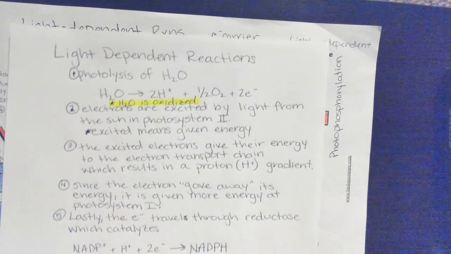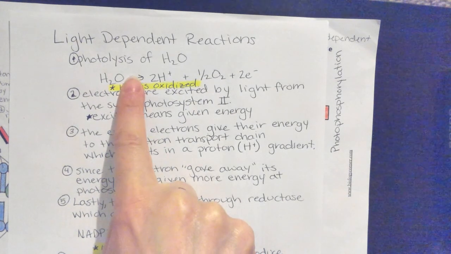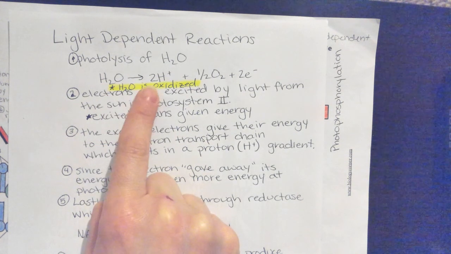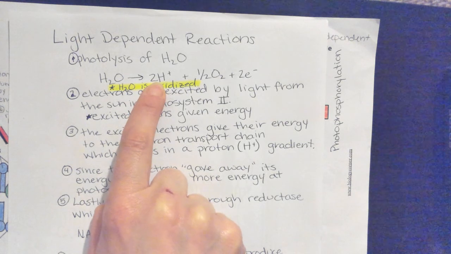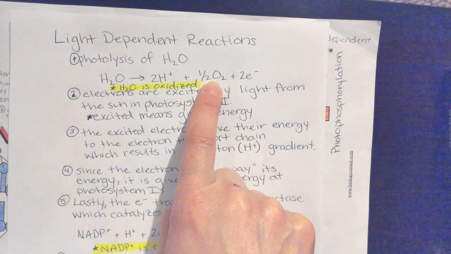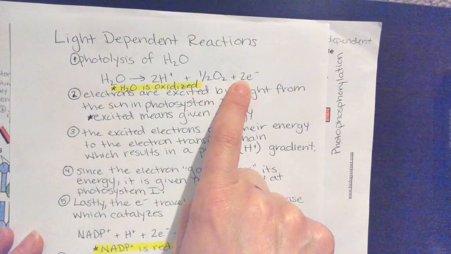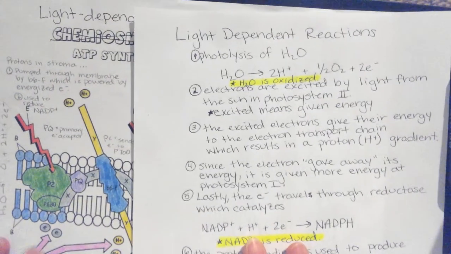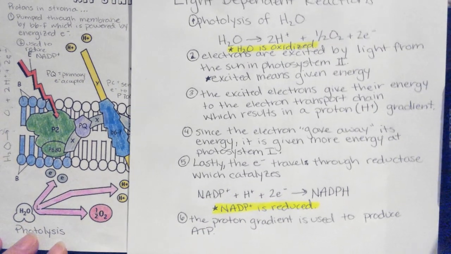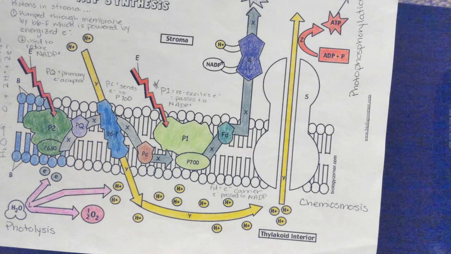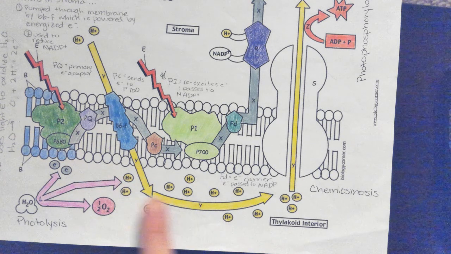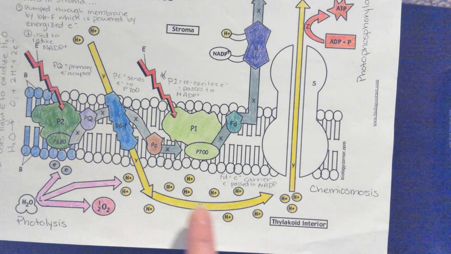So the first step is photolysis of H2O. So that means H2O is split into two protons, or two hydrogen ions, oxygen, so there's that oxygen that's produced by photosynthesis, and electrons. So that is what is shown right here at the initial stage of the light dependent reaction. So right here we have photolysis. The protons go over here to do their job. We'll talk about that again in a little bit.